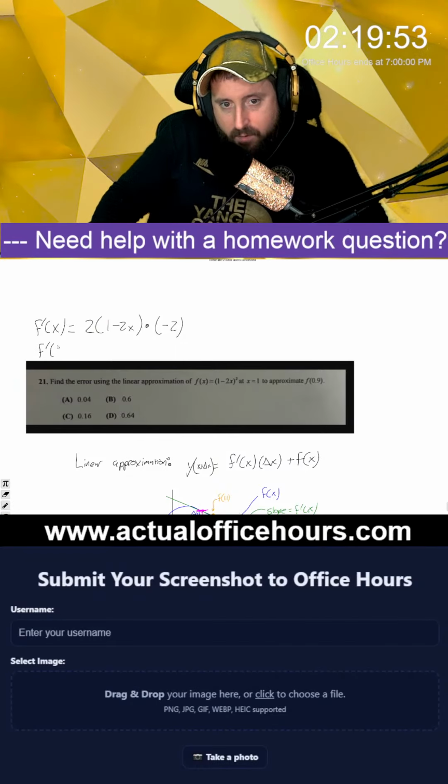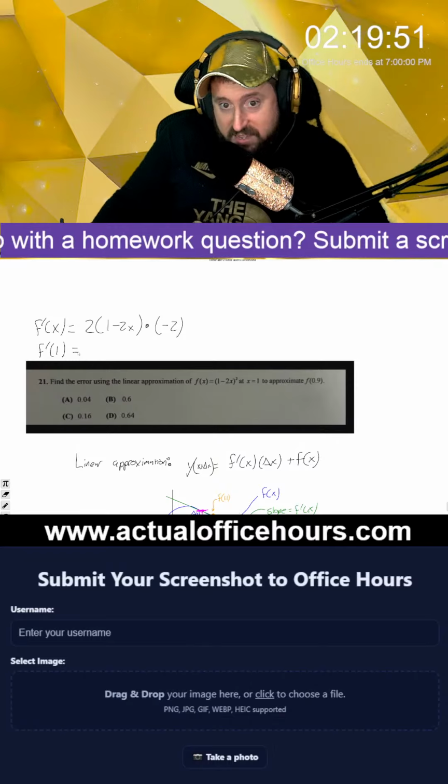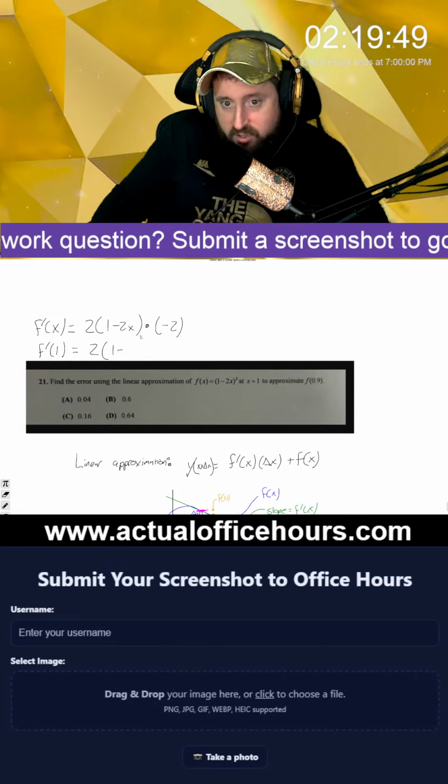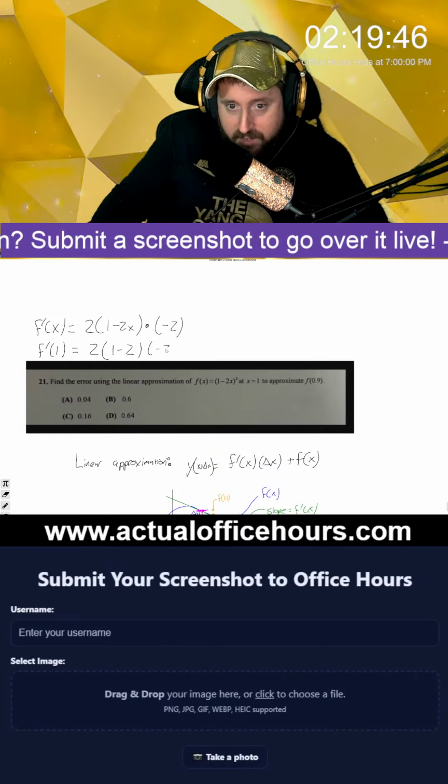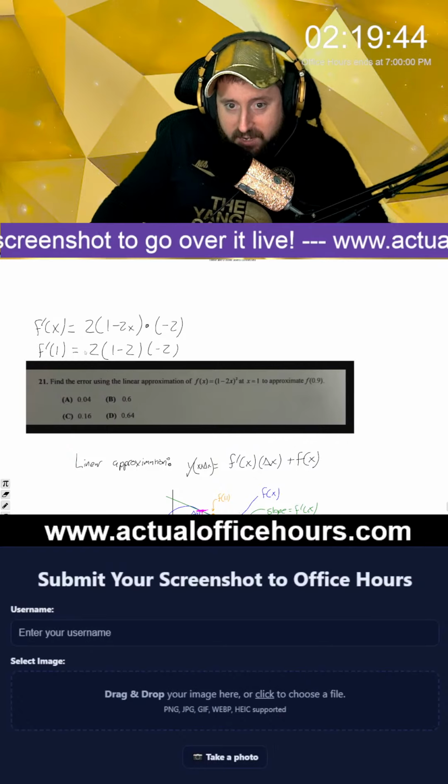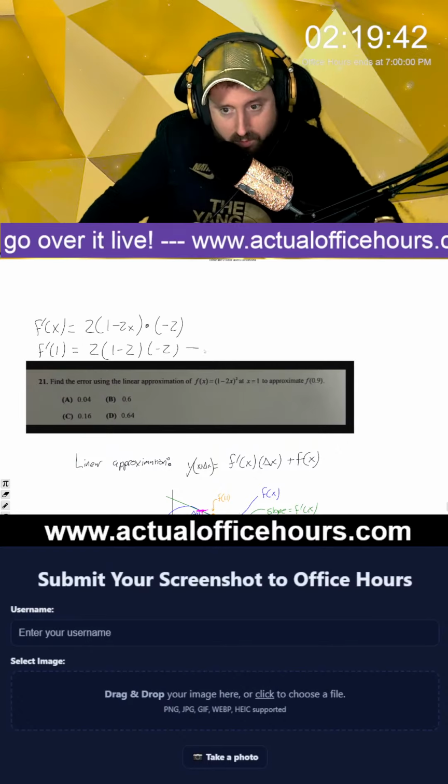So f prime of 1, this is why we do this. This is easy. 2 times (1 minus 2 times 1) is 2 times negative 2. So that's going to be negative 2 times negative 2. So that's equal to 4.